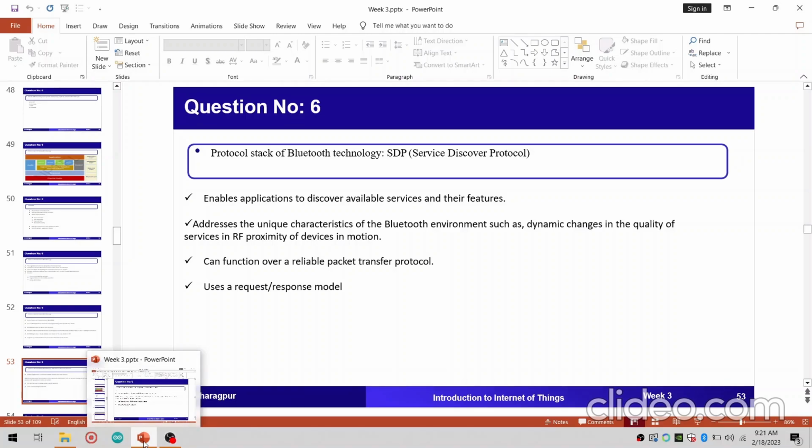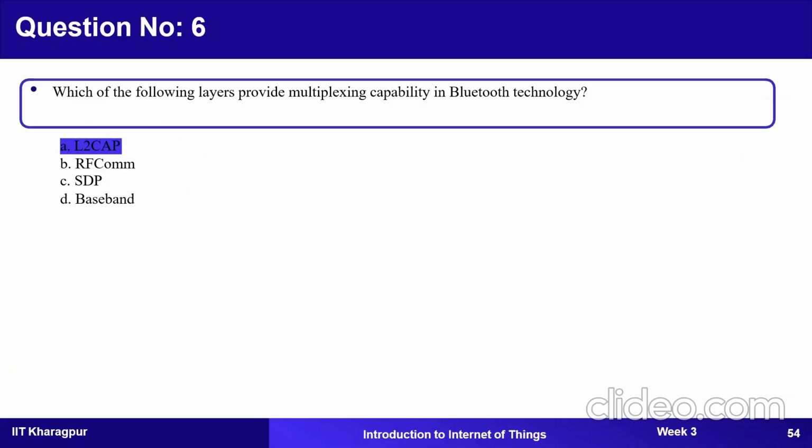Basically, what we were discussing is Bluetooth technology and its layers. The question was: which of the following layers provides multiplexing capability in Bluetooth technology? The options were L2CAP, RFCOMM, SDP and baseband. We have studied that L2CAP is responsible for providing multiplexing capability.